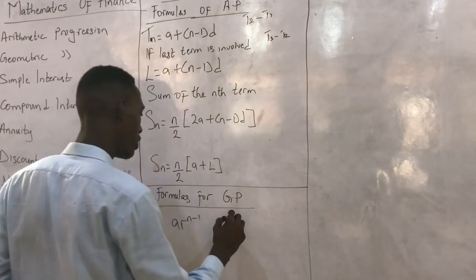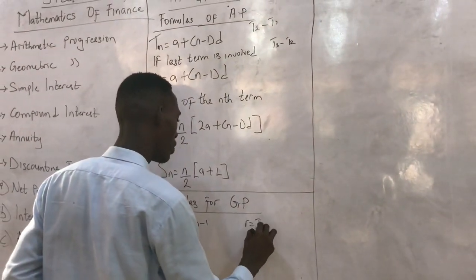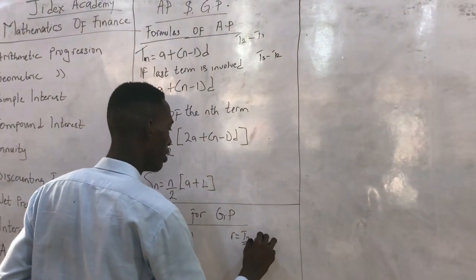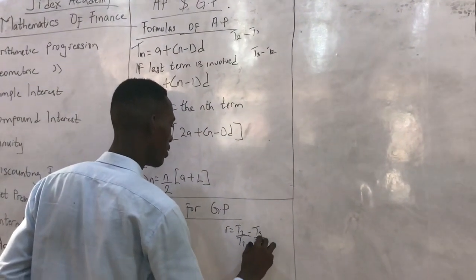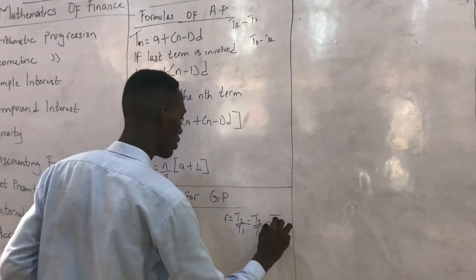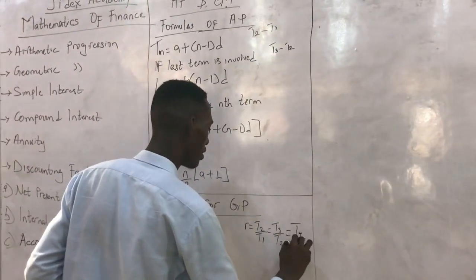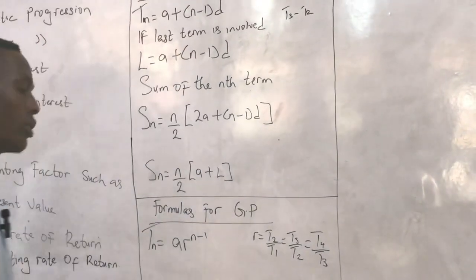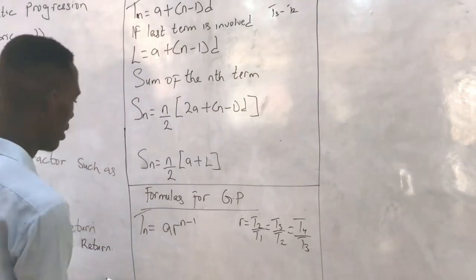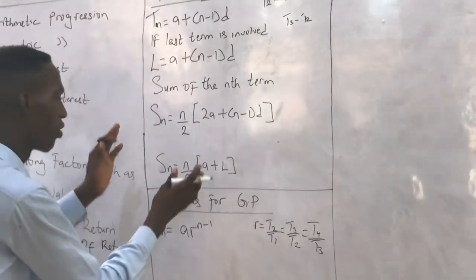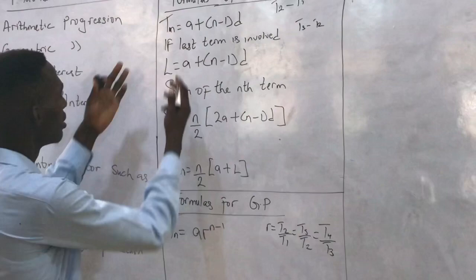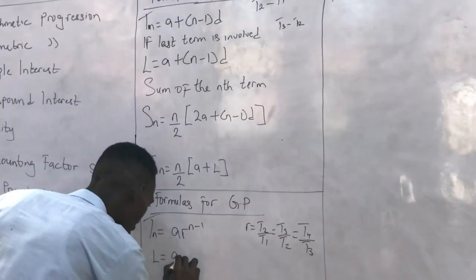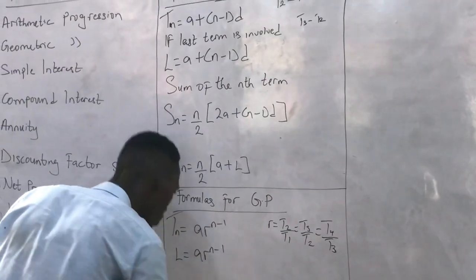But our common ratio has to do with division, not subtraction: T2 over T1, which must be equal to T3 over T2, or T4 over T3, depending on the way the question is structured. But if you are given the last term for geometric progression, the same way I did this is the same way you do this. It's just L equals a r to the power of n minus 1.